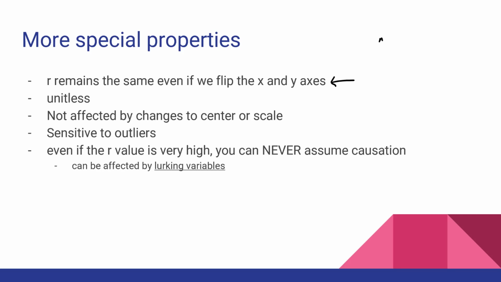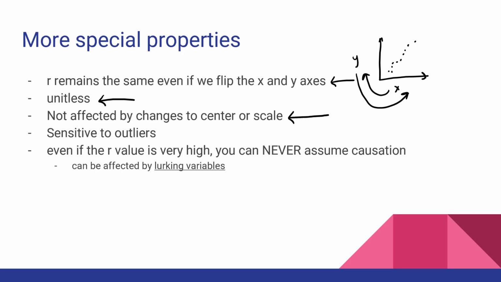So before, if we have a plot like this, we have x, y, and then we have something like this. If we put our x as our y-axis and our y as our x-axis, so we just flip the scatter plot over, our r value will not change. Another thing is that the r value is unitless. The r value is derived from z-scores and both are therefore unitless. R values are also not affected by changes to center or scale.